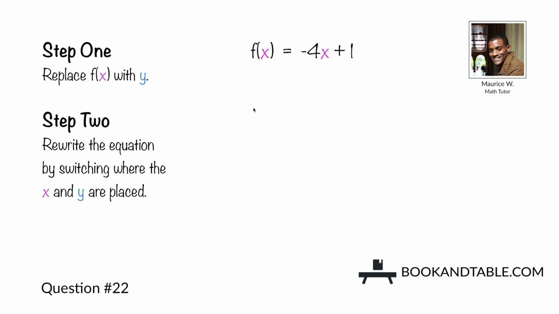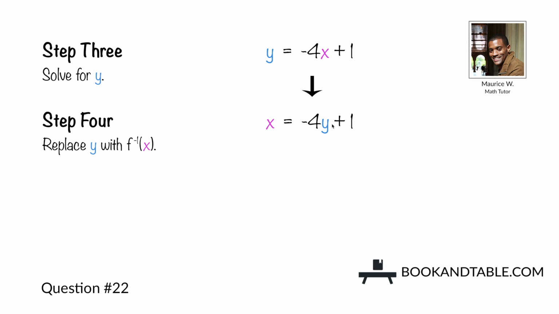Step 1, replace f of x with y. This gives us an equation, y is equal to negative 4x plus 1. And now step 2, we want to rewrite the equation by switching where the y and the x are placed. So that gives us x is equal to negative 4y plus 1. And now step 3, we want to solve for y. So we begin by subtracting 1 from both sides, giving us x minus 1 is equal to negative 4y.